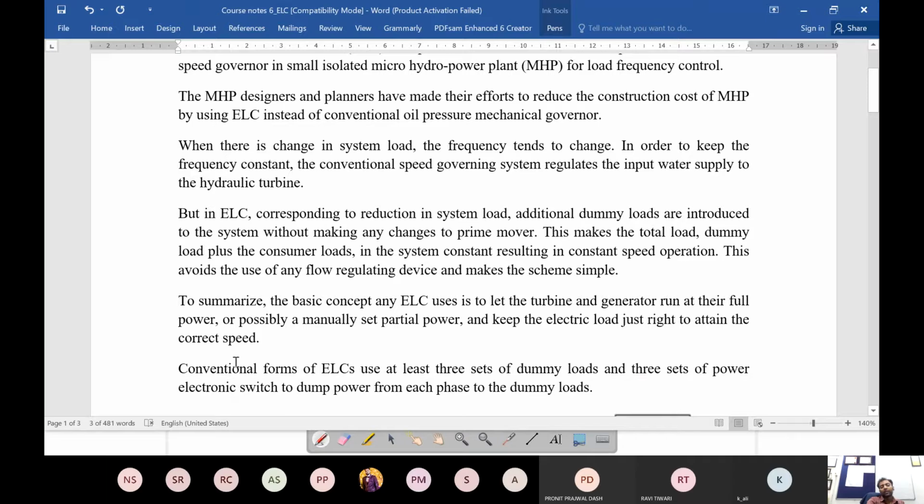This basic concept is very simple. It's basically about adjusting the load using some dummy loads. There are three different mechanisms which are commonly used for this ELC system, and we'll look at these three mechanisms shortly. The first one is the conventional form of ELC, electronic load controller, which uses at least 3 sets of dummy loads and 3 sets of power electronic switches to dump power from each phase to the dummy loads.